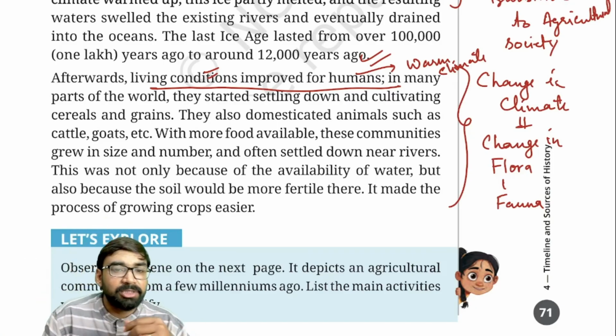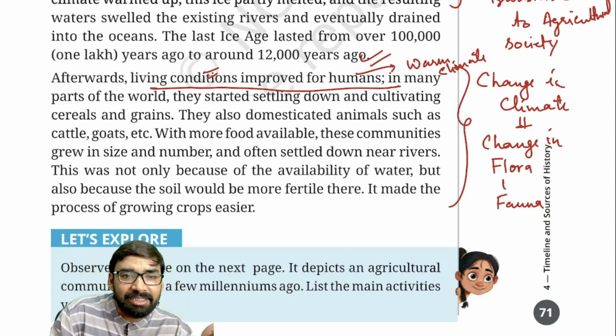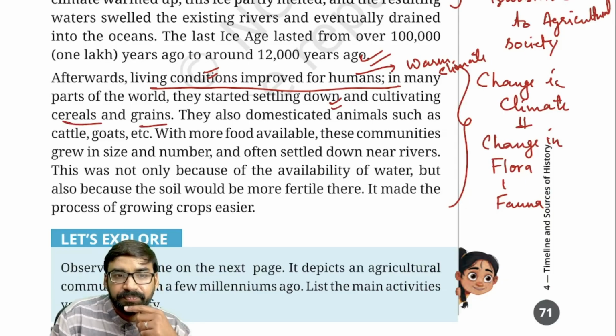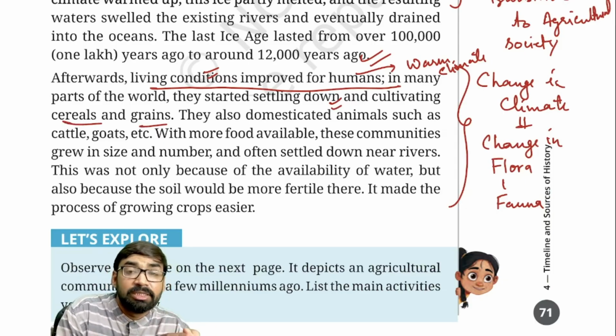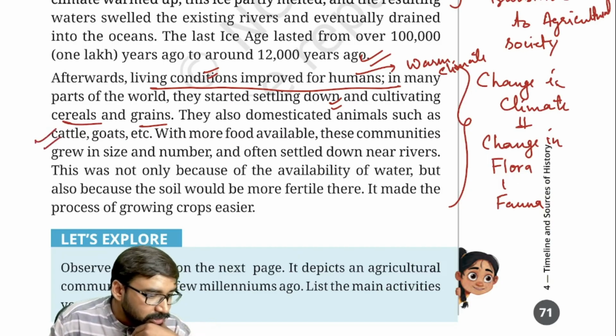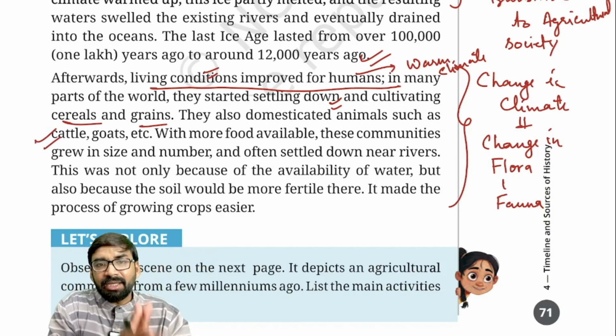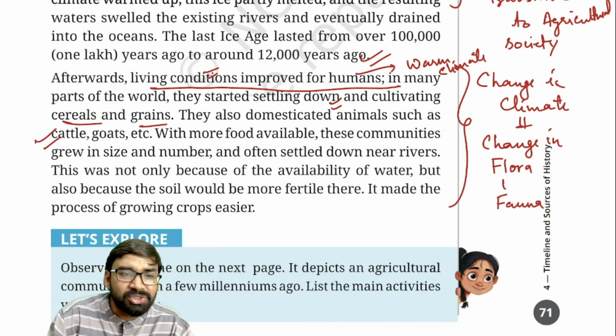Now, because of this warm climate, because of the change in climate, gradually some grasses, like grain bearing grasses, came into the picture. So the people started observing those grasses and then they started settling down and cultivating these cereals and grains. Then they also started domesticating animals like cattle, goats, etc. So this was a transition from hunting, gathering to food producing to settled agriculture.